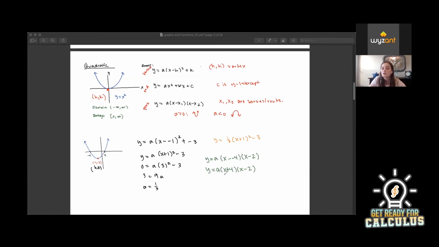And for this one, you can't plug in (-4, 0) or (2, 0) because we used those to get the equation. So what we'd have to do is use any other point. The only other point we know is the vertex, so we'd use that one for y and x. If we plugged in -3 equals a, and then x would be -1 plus 4, and then -1 minus 2, that'll get us the same exact thing as that orange equation we found earlier.